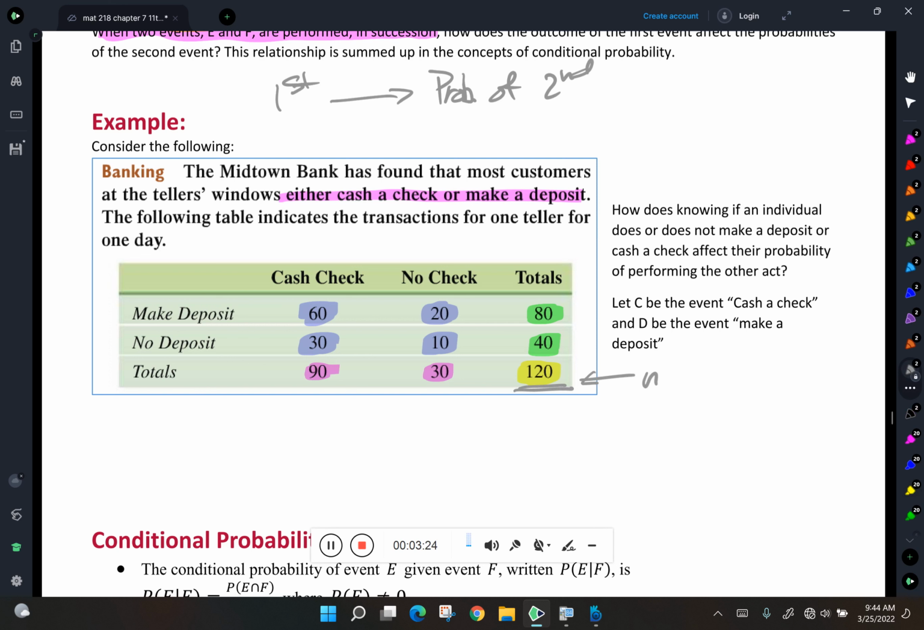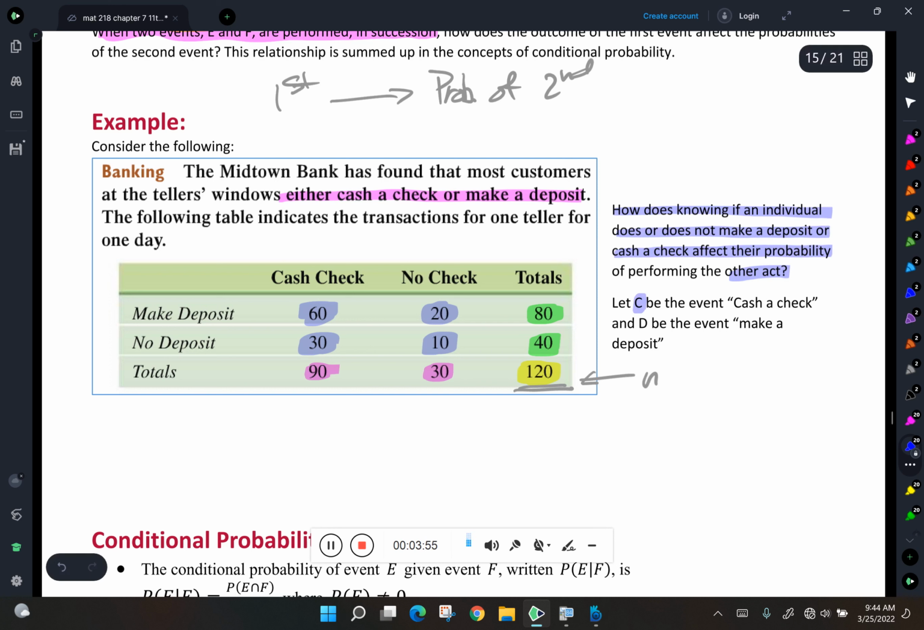So here are the questions that we're going to ask, over here on the right. How does knowing if an individual does or does not make a deposit, or does or does not cash a check, affect the probability of performing the other act? That is, if I know about their check cashing, how does that affect their deposit making? Or if I know about their deposit making, how does it affect their check cashing?